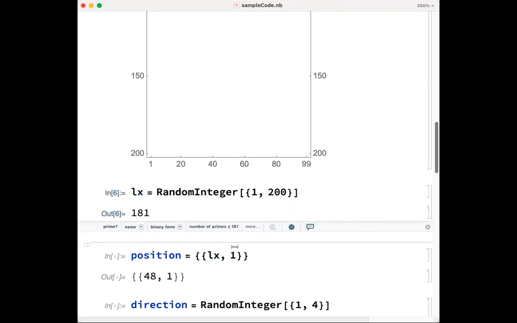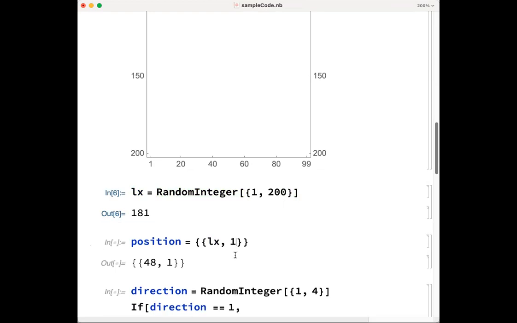Cool. So now I have to introduce that 181, not at position 181 and 1, but actually 181 and 2. So once I put it at 181 and 2, it is there.